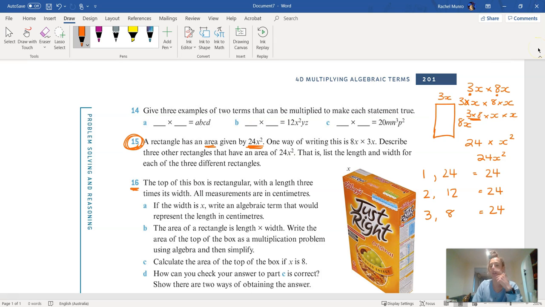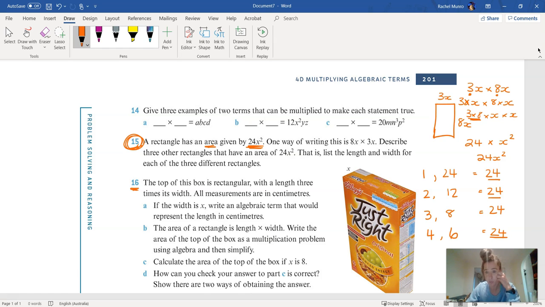So I want you to think about what else could be in there. All right, what about 4? Does 4 work? What would multiply by 4 to give you 24? So 6. So 4 and 6 will give me 24. So I've got another 3 combinations here that will give me 24.